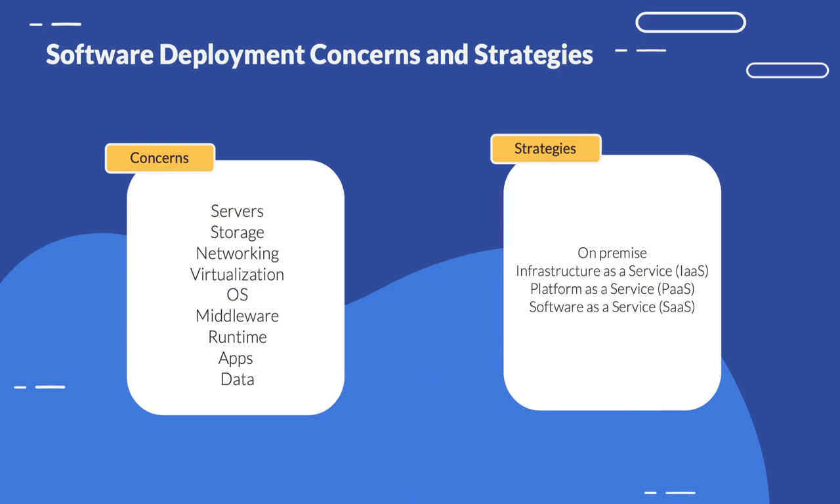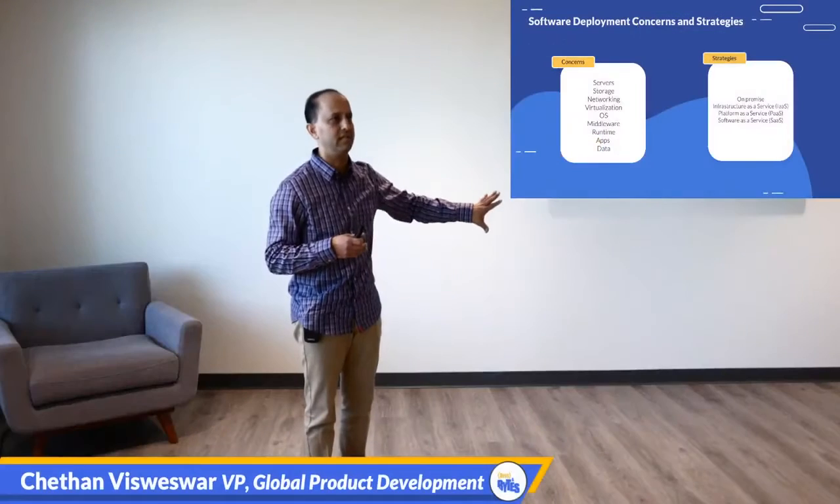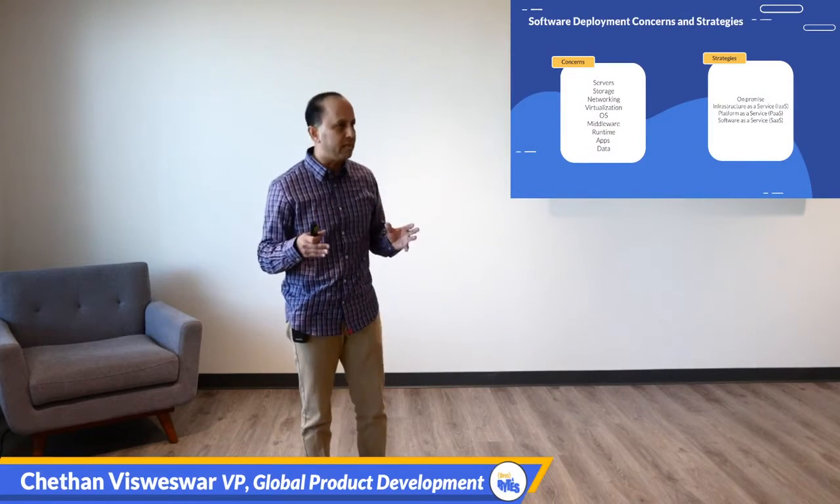Starting with, you have to think about servers. You got to think about storage. You got to think about networking. You got to think about what kind of virtualization software you're going to use. You got to think about the operating system on which you're going to host it. You're going to then talk about middleware, runtime, and then you develop your apps, and then you got to think about how the data model works and all of that stuff. These are all the concerns, and it doesn't matter what strategy you apply for developing and deploying software. Those are the concerns that you are going to deal with, right?